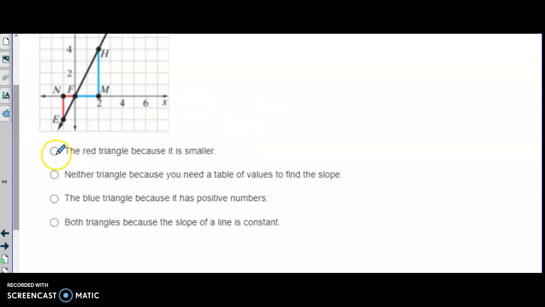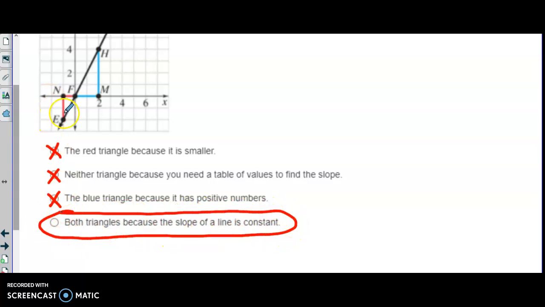So we don't have to use the red triangle because it's smaller. Neither triangle because you need a table of values? You don't have to have a table of values. You can do the rise over run. The blue triangle because it's positive? No, they're both going to be positive. They're going to be the same. So both triangles, because the slope of the line is constant. If you found the red one, it would be up 2 over 1. If you found the blue one, it would be up 4 over 2, which also reduces to 2 over 1. It does not matter which one you use because the slope will be the same.